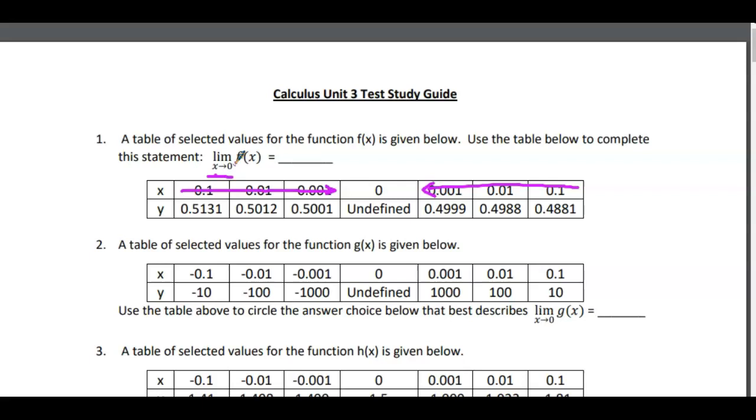The limit is going to be the y value. So what y value are we approaching? The function is undefined at that point, but we're still approaching a y value. Here, to the immediate left, it looks like it's really close to 0.5. And the same thing on the right. So it seems like it's trying to approach a value of 0.5, and we would say that the limit, therefore, is 0.5. Okay?